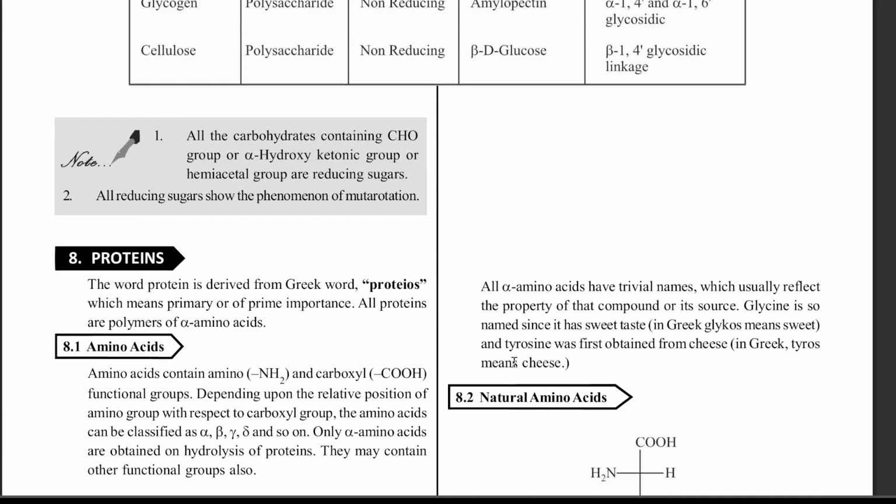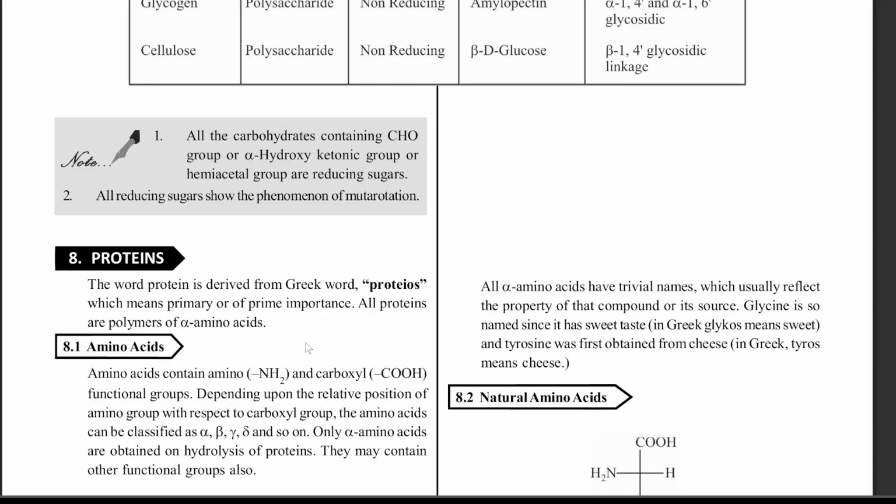Now a short note: all the carbohydrates which contain the CHO group, alpha hydroxyketonic groups or hemiacetal groups are reducing sugars. All reducing sugars show the phenomenon of mutarotation, which we have discussed in part 1.